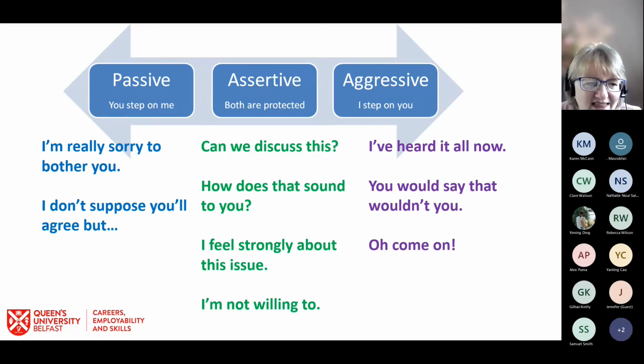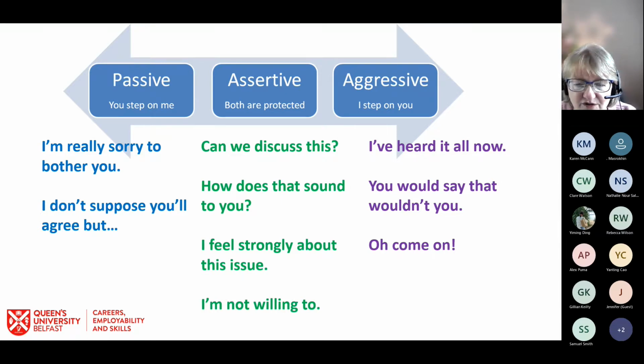It's very important to be in there sometimes, but it's about thinking about how you start your sentences, and are you already putting yourself in sort of a passive light by starting with, you're not going to agree with this, or I'm sorry to be bothering you about this. So just consider that. The assertive ones that I have there then is, can we discuss this?